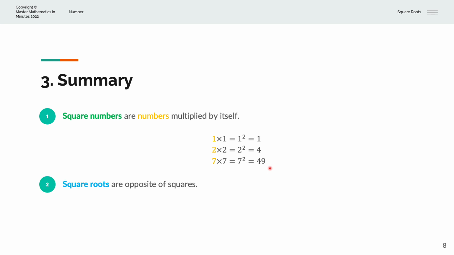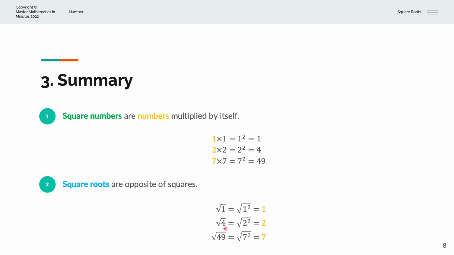So square roots are the opposite of squares. It allows us to move from the right-hand side back to the left-hand side to obtain the original number. So we have the square root of 1 being equal to the square root of 1 squared. And that gives us 1, which is the original number 1.